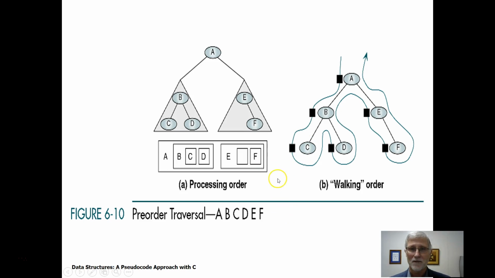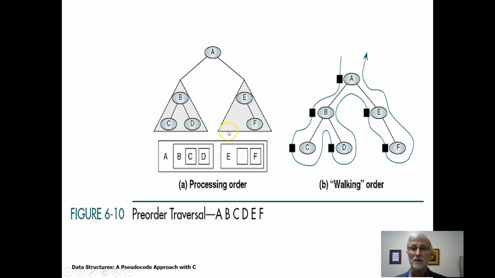So if I look at the tree here that we had before, you had 2 subtrees. So what am I going to do? I'm going to process A, go to the left, process B, go to the left, process C, go back to B, go down to D. Go back up to A, go down to E, process E.